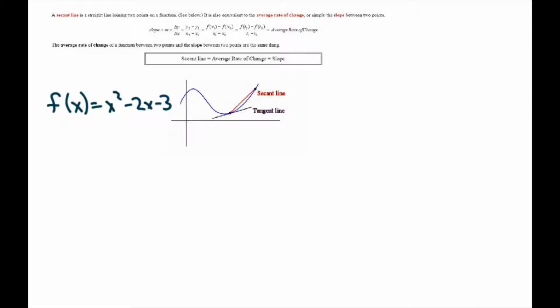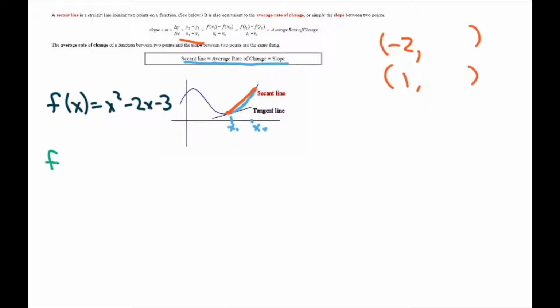Basically, a secant line is the average rate of change, which is the slope. So this is the curve from some x1 to x2, and the secant line merely is you connect those points and make a line. So it's the slope, and that's the average rate of change of that curve. And we want to go from -2 to 1 on the x values. So we merely have to find our x and then our y, and then find the slope.